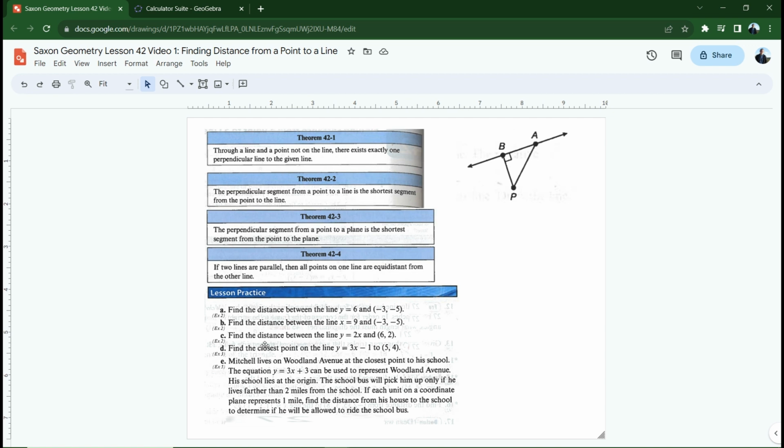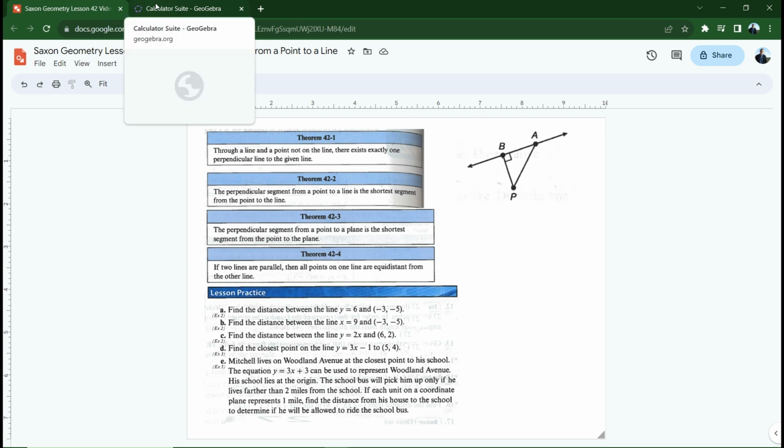So if I give you a line like y equals 6 or x equals 9, immediately your brain should be like, wait, y equals 6, that is a horizontal line at y equals 6. x equals 9 is a vertical line at x equals 9. And ones like these are going to be really easy. So let's take a look at y equals 6.